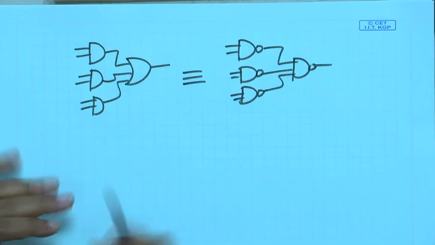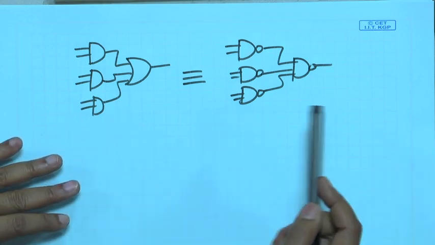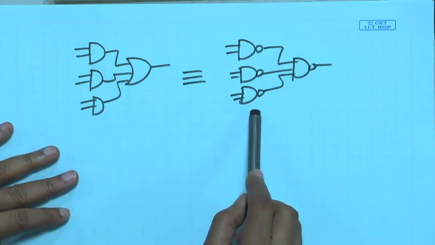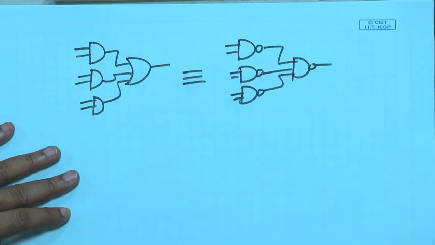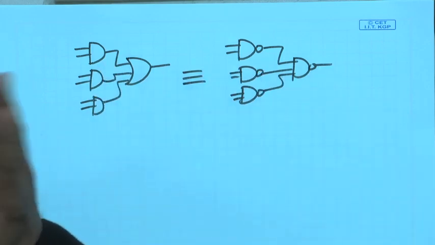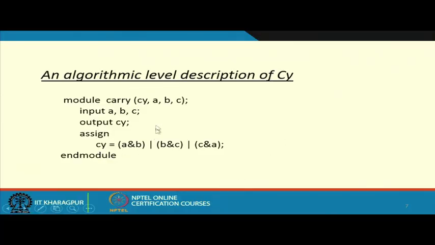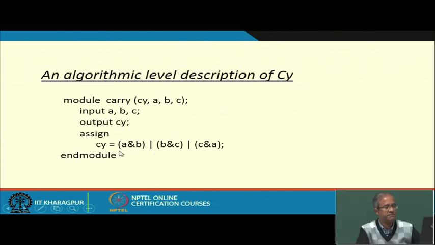So, I really do not know when we are finally synthesizing the design into the gates, whether you arrive at this or you arrive at this. It depends on your CAD tool how it will actually translate your specification into the final gate level netlist. So, that is why I say that this is a behavioral level description, not a structure level, because I have not mentioned the exact gate types, I have mentioned the Boolean equation AB or BC or CA.